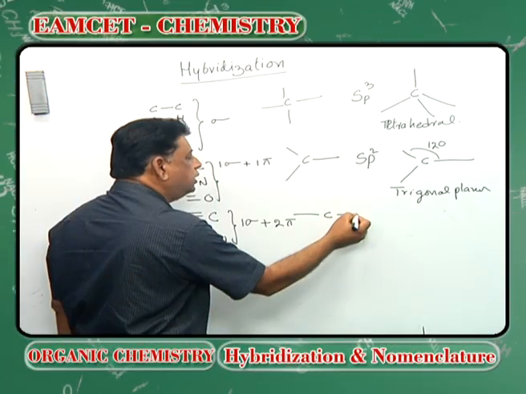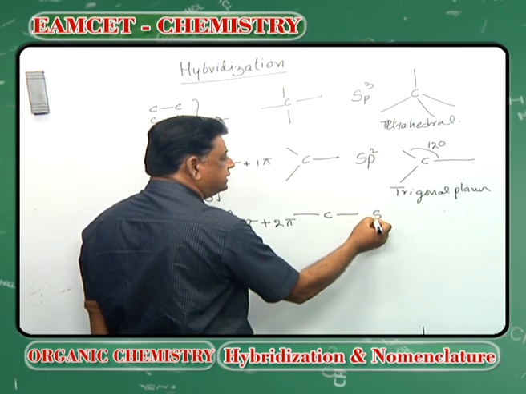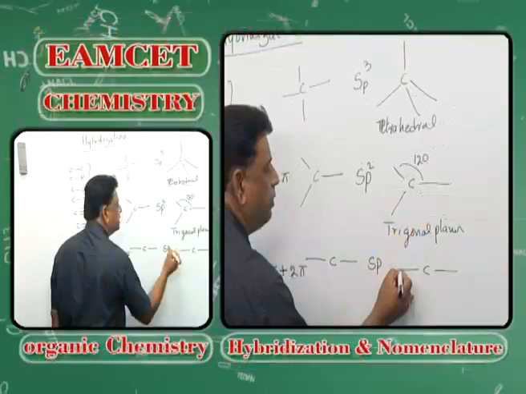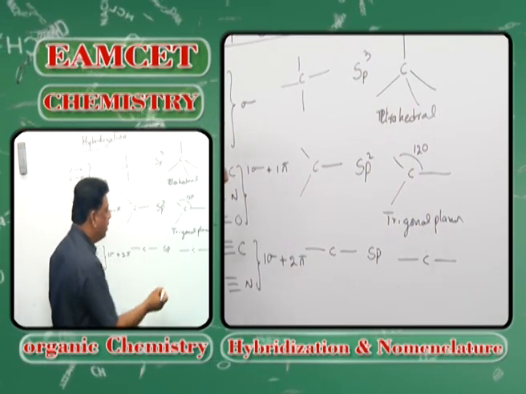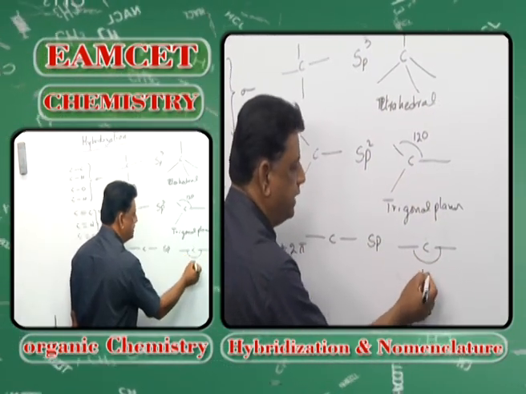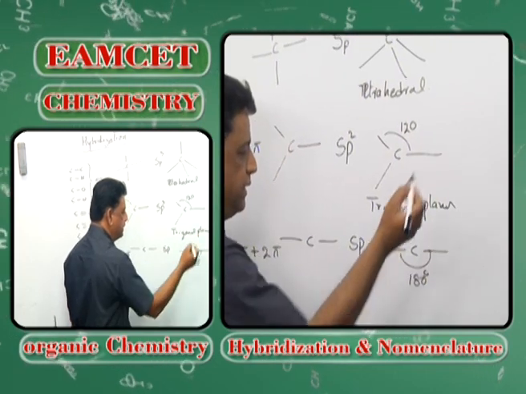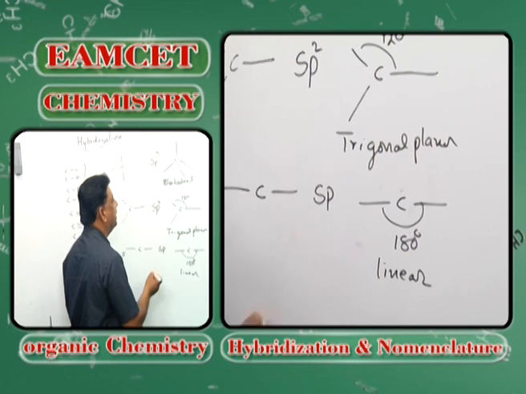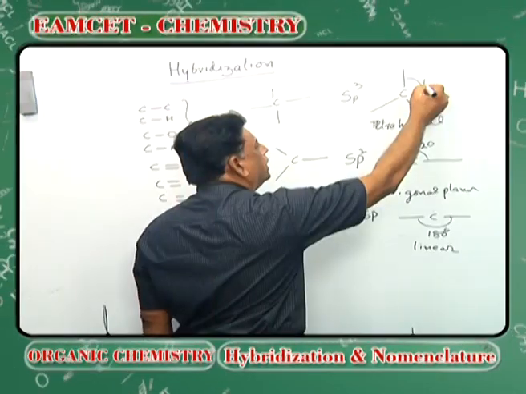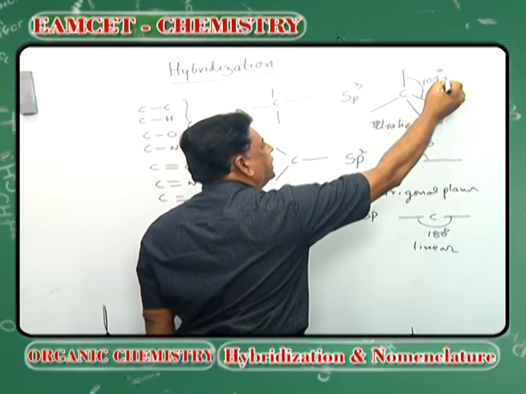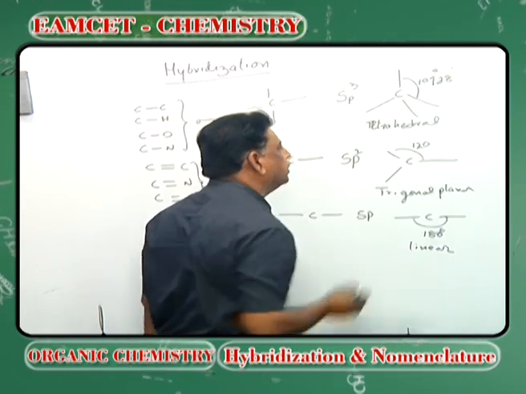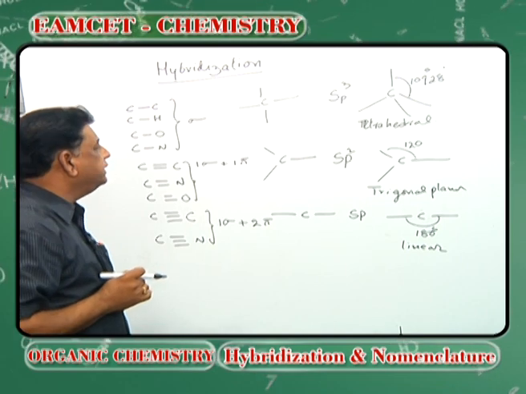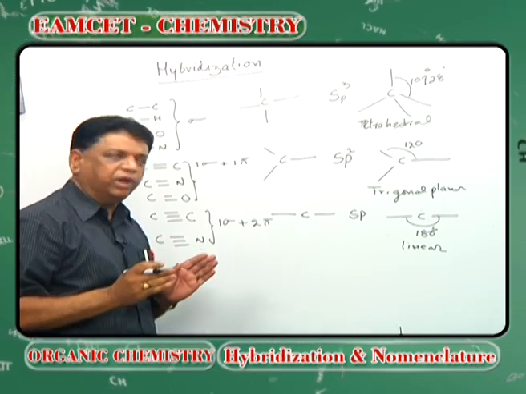Whenever carbon makes only 2 sigma bonds, this is sp hybridization, and the carbon will have 2 sigma bonds opposite to each other. The bond angle will be 180 degrees. And obviously it is a line, therefore it is known as a linear structure. And the angle for sp3 is 109 degrees 28 minutes. So these are the 3 types that carbon undergoes in 3 different varieties of molecules.